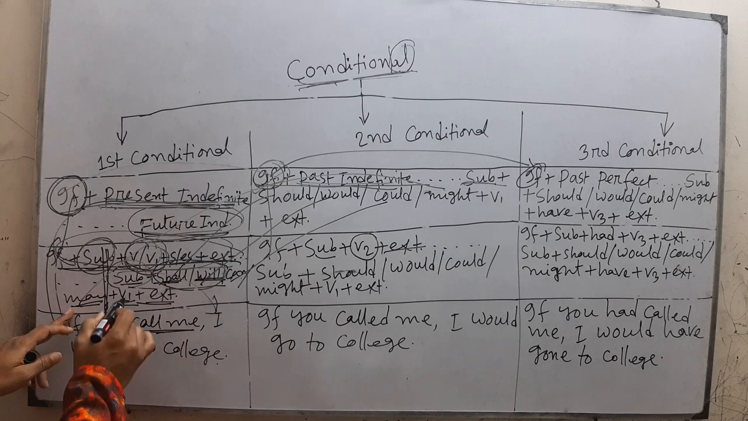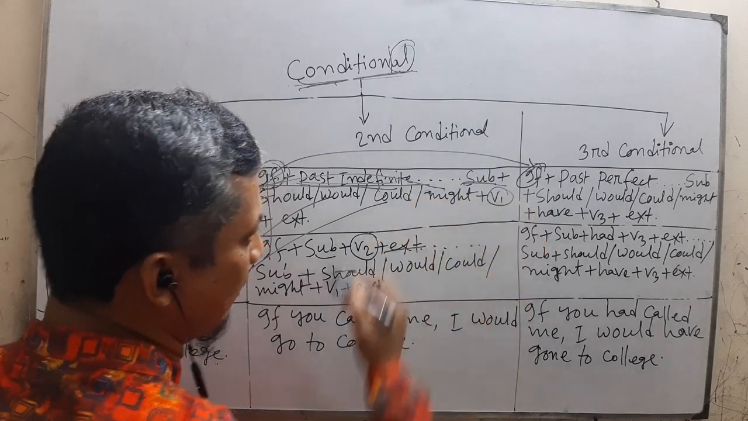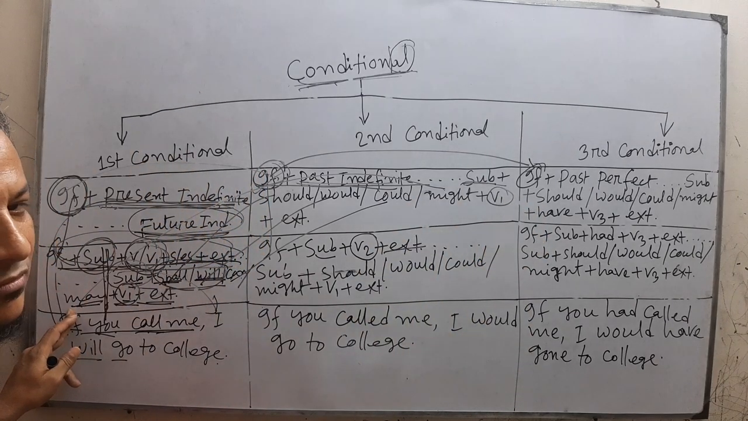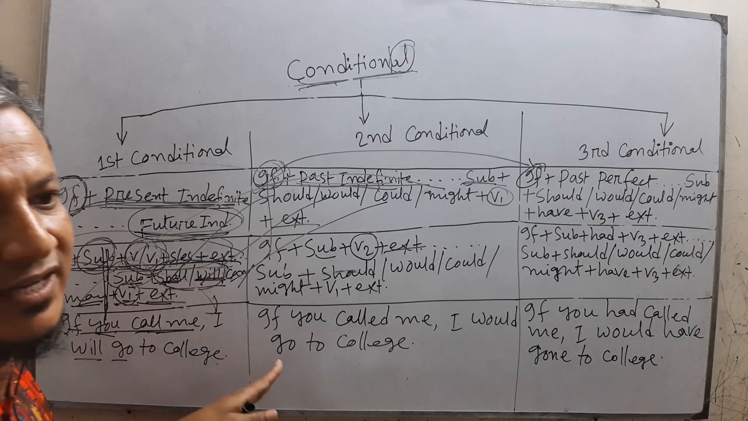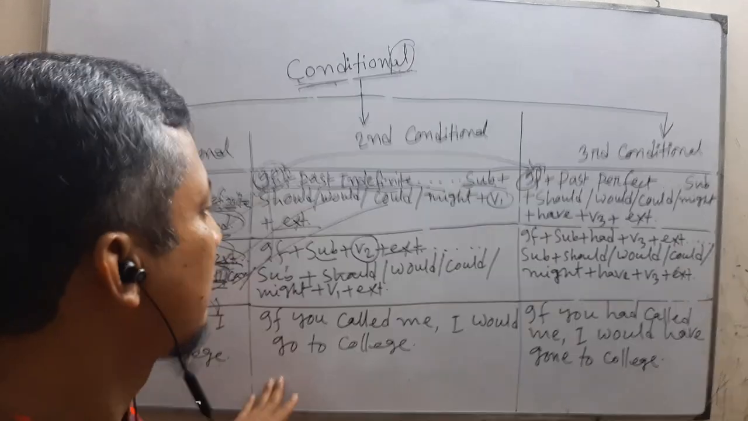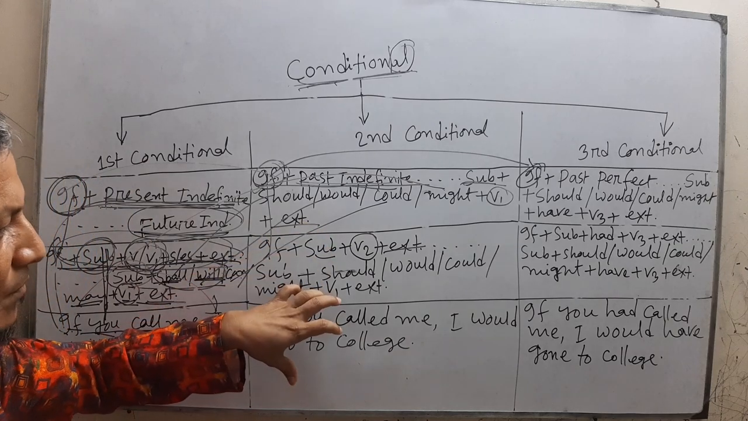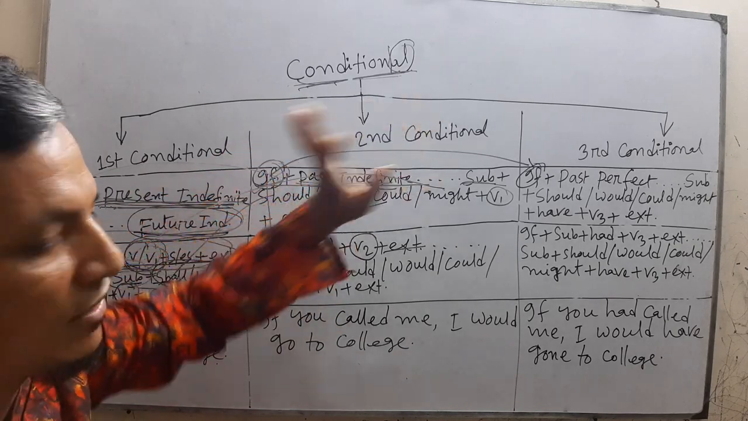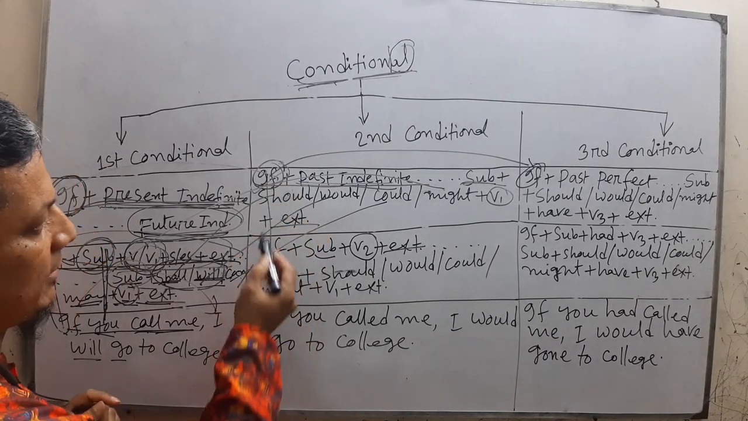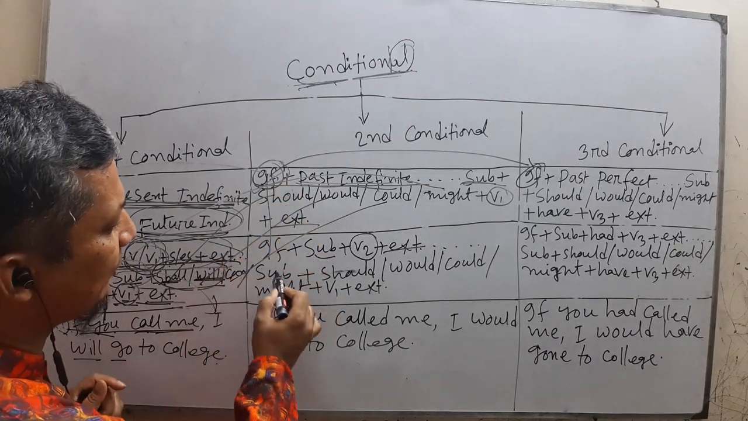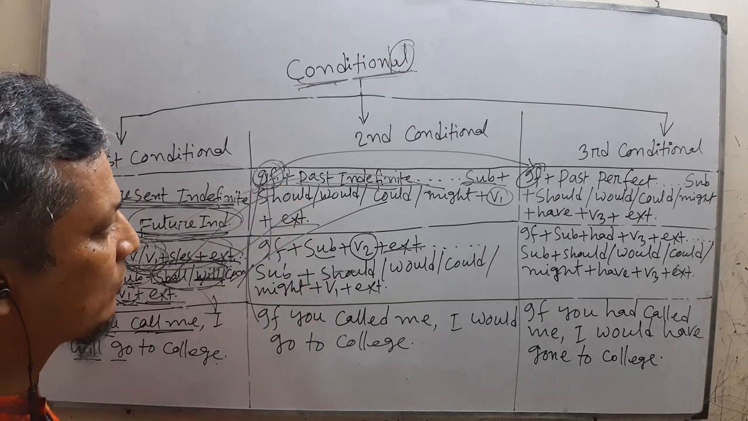Okay, my dear students, here is V1. Here is also V1. Am I clear to you? Okay, then extension. I think it is very easy for you. Now I am giving the example related to second conditional. Am I clear to you? So follow the structure. If. Am I clear to you?